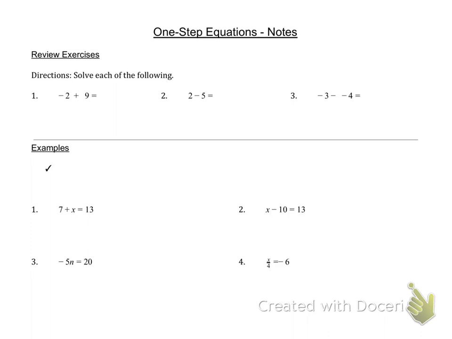Directions. Solve each of the following. So first we have -2 plus 9, which is 7. Number 2, 2 minus 5. That's going to be a -3. And number 3, -3 minus a -4. Those two negative signs in the middle are going to click and change to a plus. So really we have -3 plus 4, which is equal to 1.